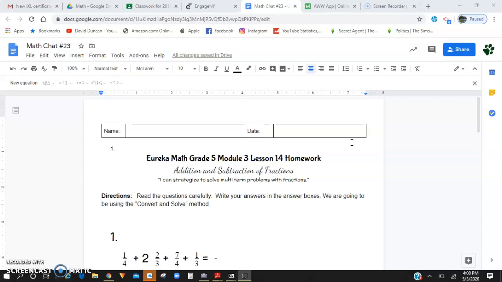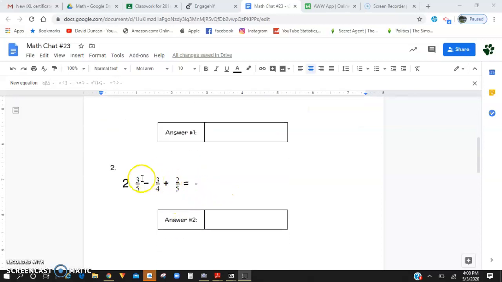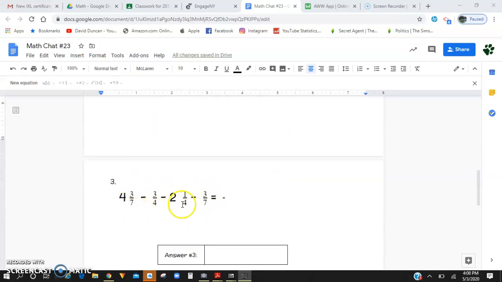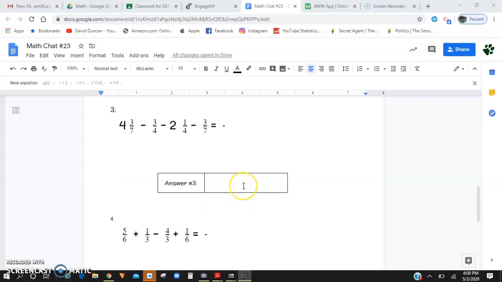Today we're going to be working on strategizing to solve multi-term problems with fractions. So we are going to be given a variety of mixed numbers and fractions and improper fractions, and we are going to have to use many different operations to add and subtract these numbers strategically, going about how to solve these using the least amount of time as possible. This can be kind of tricky.